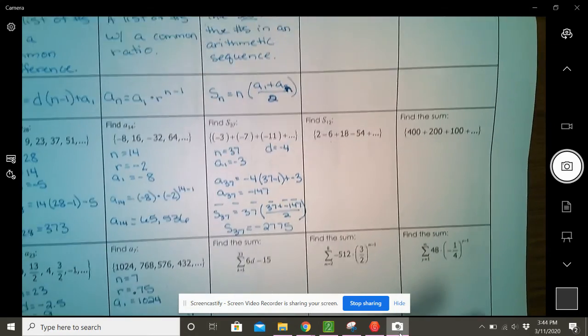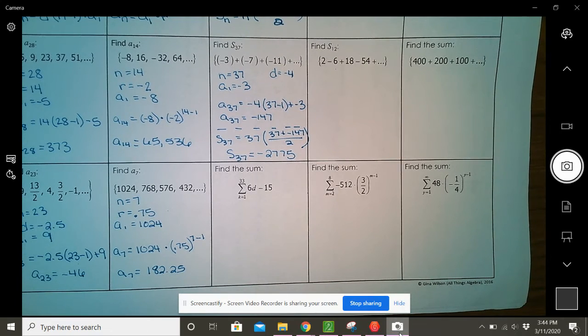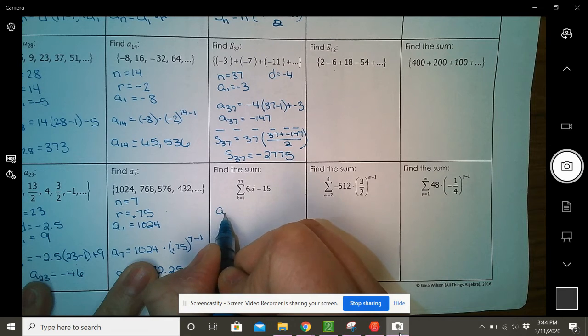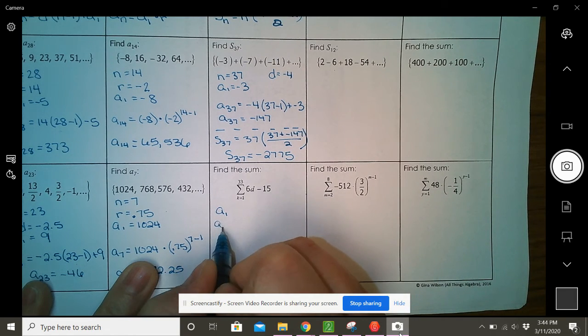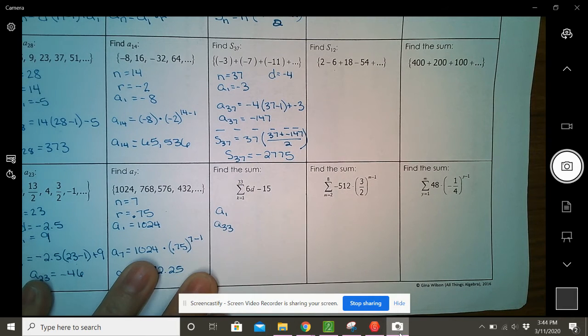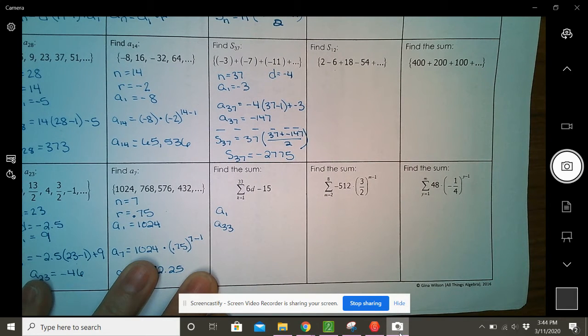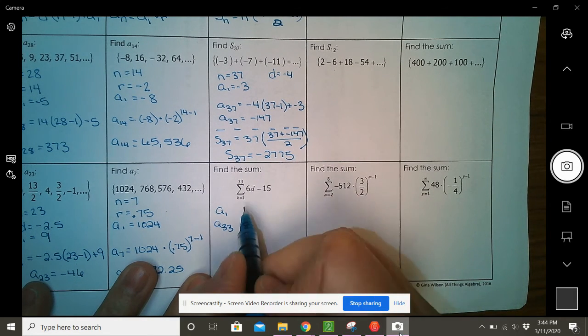Okay, my second example in this section, notice what kind of notation it is. You have total freedom to choose how you want to do this problem. You can work it with our arithmetic series formula. In that case, you need to know what is a sub 1, what is a sub 33, since it's asking for the 33rd term. Okay, so to do that, we'll have to plug in here.